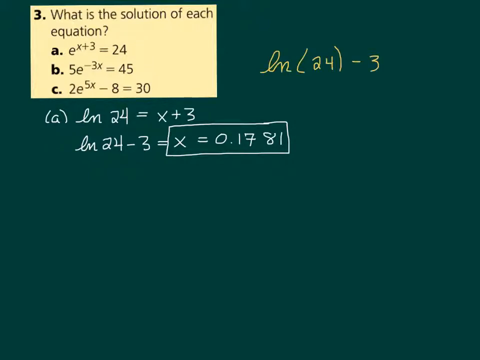Part B. In part B, I would begin by dividing each side by 5, and then rewriting it in logarithmic form. ln 9 is negative 3x. Divide each side by negative 3, you should get that x is negative 0.7324.